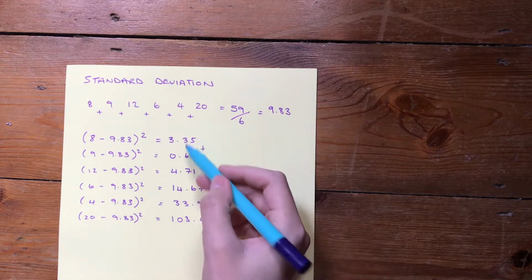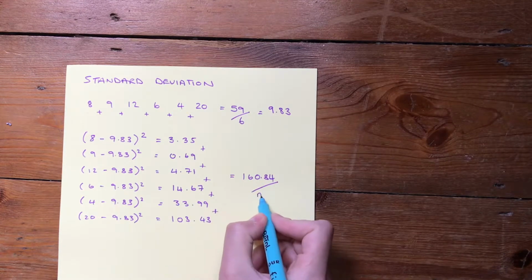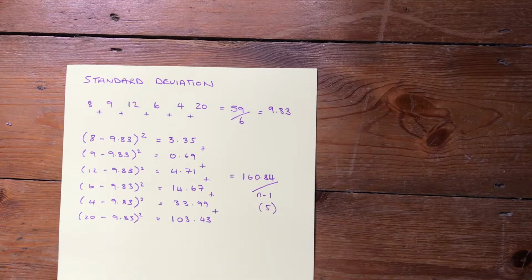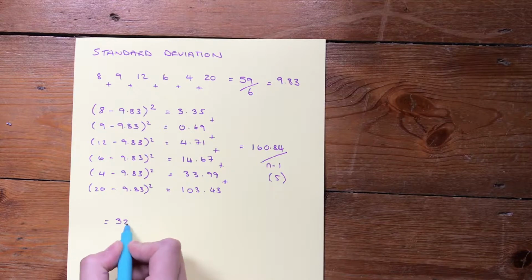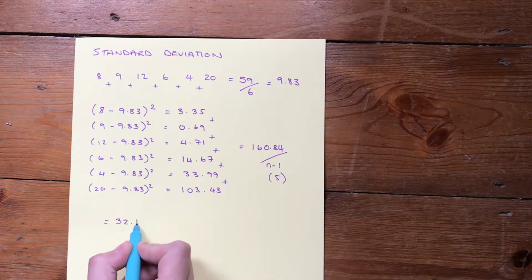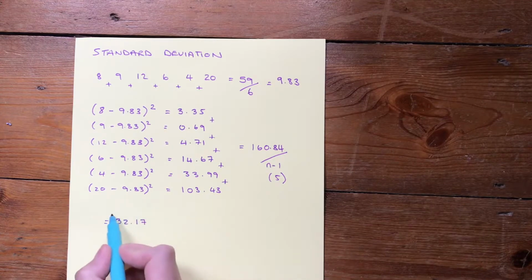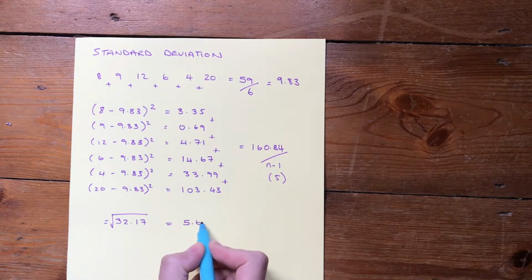Now for this one, you're not going to divide by 6, you're going to divide by n minus 1. That's basically 6 minus 1, the total number minus 1. So you're actually going to divide by 5 to get your mean for this. Now this works out to be 32.17. So you're going to take 32.17 and square root it. This will give you 5.67, which is our standard deviation.